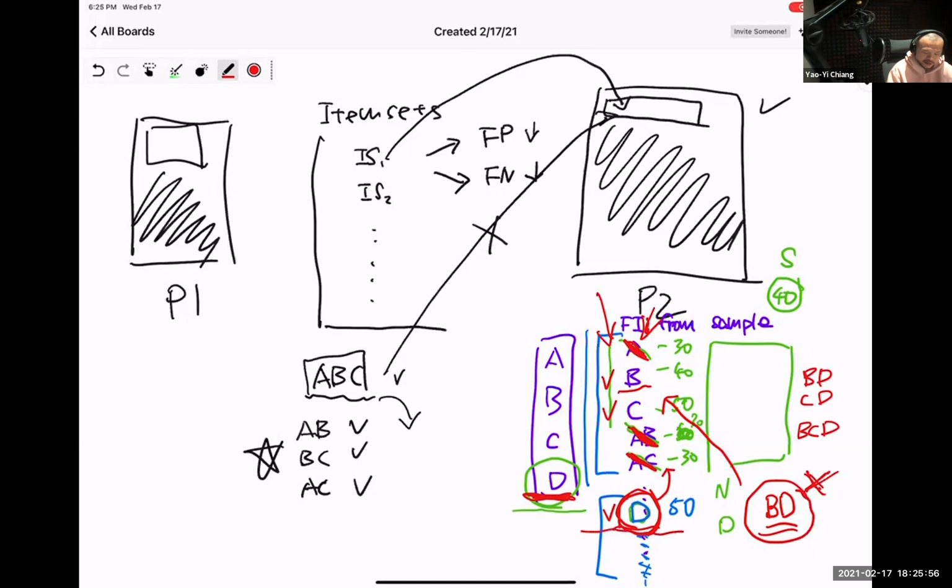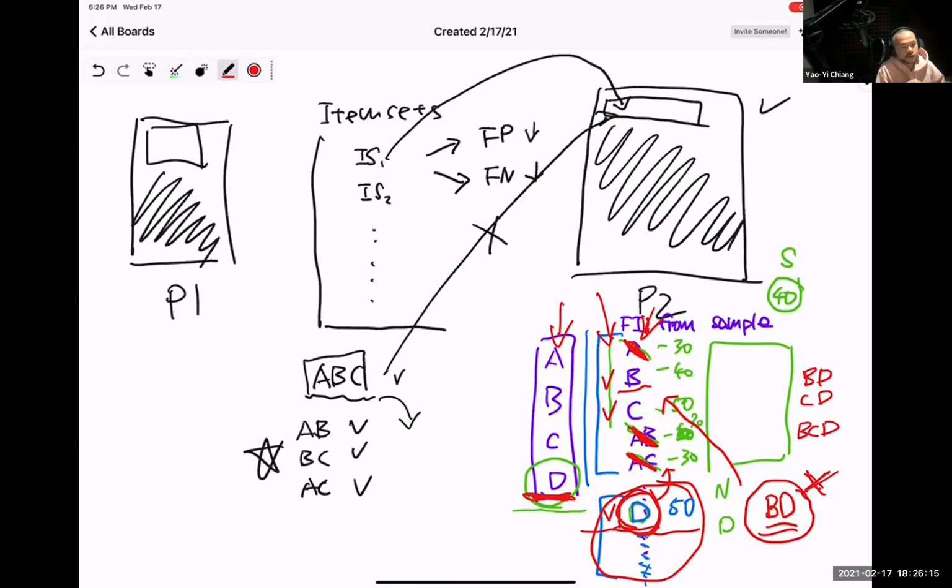And this tells you that you have to rerun your algorithm again, maybe with a different sample or a smaller support threshold. And next time, hopefully, all the negative border will turn out to be negative, meaning infrequent, and then you're good.